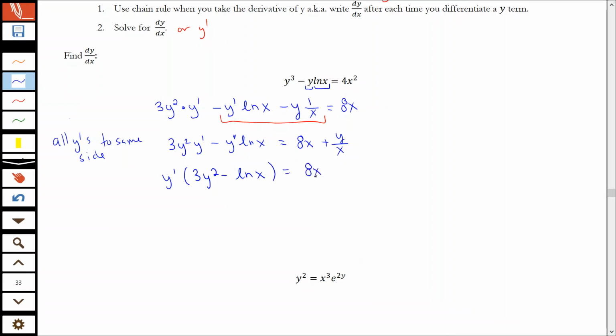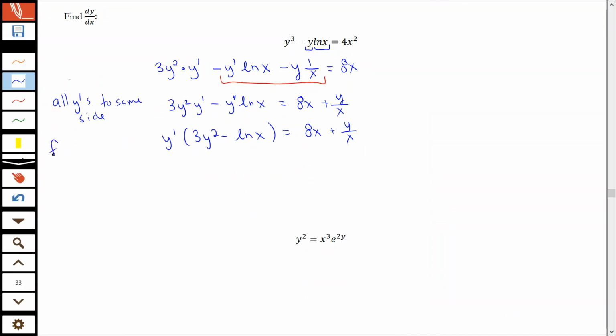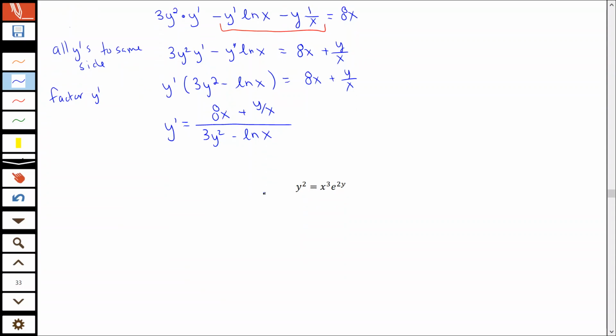And the beautiful thing here is that now that I factored out the y prime, I can divide both sides by whatever isn't y prime, and I'm left with getting y prime by itself. I don't need to make this pretty, I just need to get y prime by itself. So I'm going to have 8x plus y over x on the top divided by 3y squared minus ln x on the bottom. There is some further simplification if you want to do some weird math there, but honestly, you just need y prime by itself.